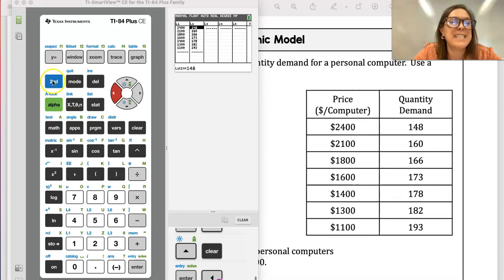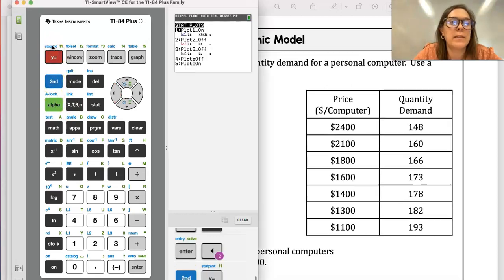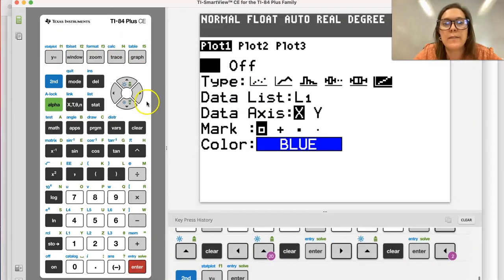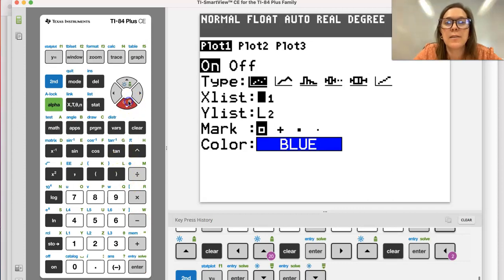If you hit second and your Y= button, you're going to get up here to this stat plot screen. Then you can go into Plot 1. If it's off, turn it to on. And then you've got a whole bunch of options here. The first one is your scatter plot. Then it's going to ask you to pick where your lists are. So I want my x variables to be in list 1, and my y variables from list 2.